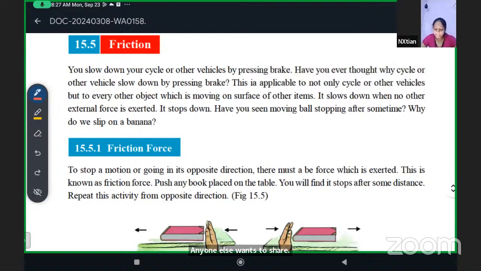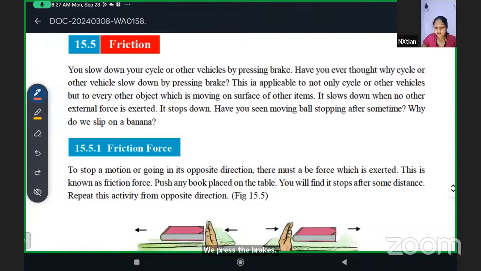Okay, so now, to stop a motion from going in the opposite direction, there must be a force which has to be exerted. This is known as a friction force. Now, when we are cycling, how do we stop it? Or other vehicles when we are driving, how do we stop it? We press the brakes.